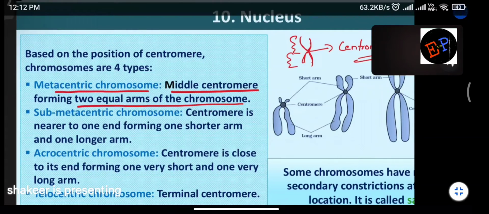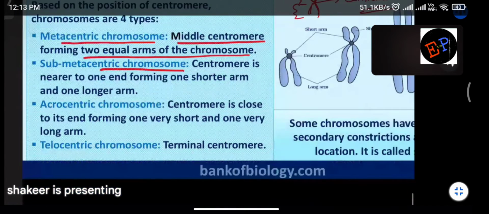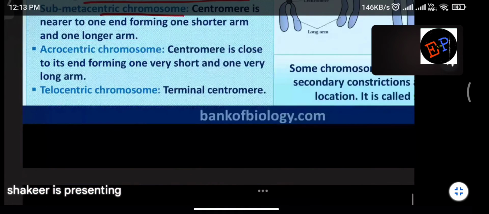chromosome. Submetacentric chromosome: submetacentric means the centromere is not exactly in the middle. One arm is slightly bigger, one arm is slightly smaller. Then it is called submetacentric. Acrocentric chromosome means one arm is very small and one arm is very big. How can you describe the arrangement of this one? So these are the 2 arms, and the next 2 arms are like this.